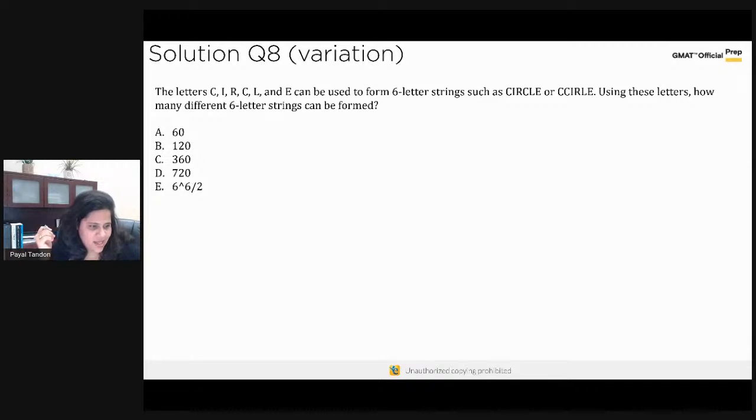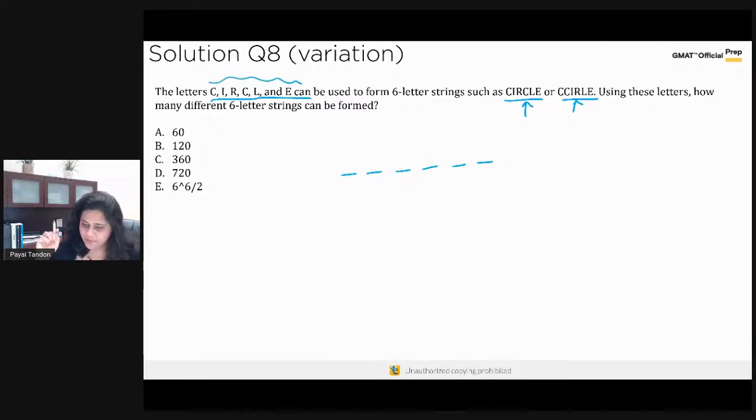What does it say? It says that you have these letters C, I, R, C, L, E, which can be used to form 6-letter strings such that repetition is not allowed. So using these letters, how many different 6-letter strings can be formed? Again, over here you can see that repetition is not allowed, right? So you have these 6 spaces and you're using each individual letter over here only once.